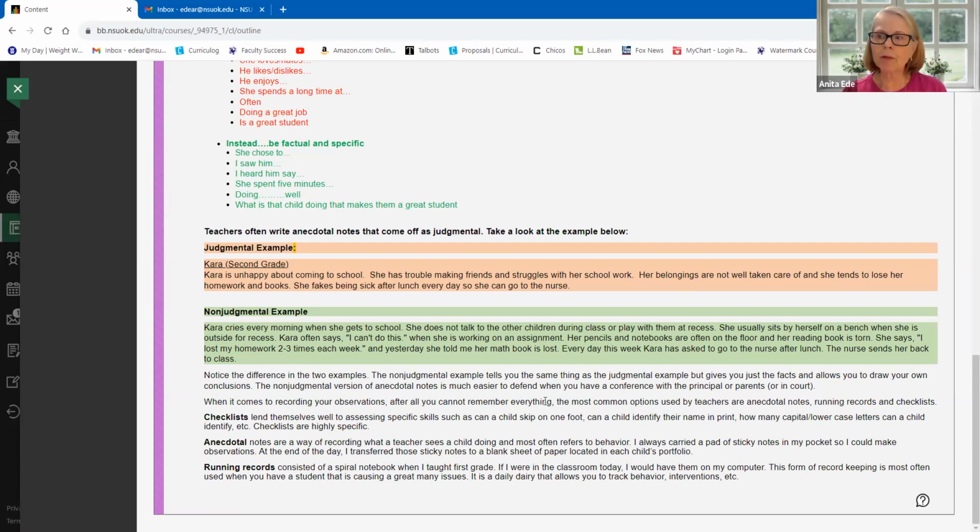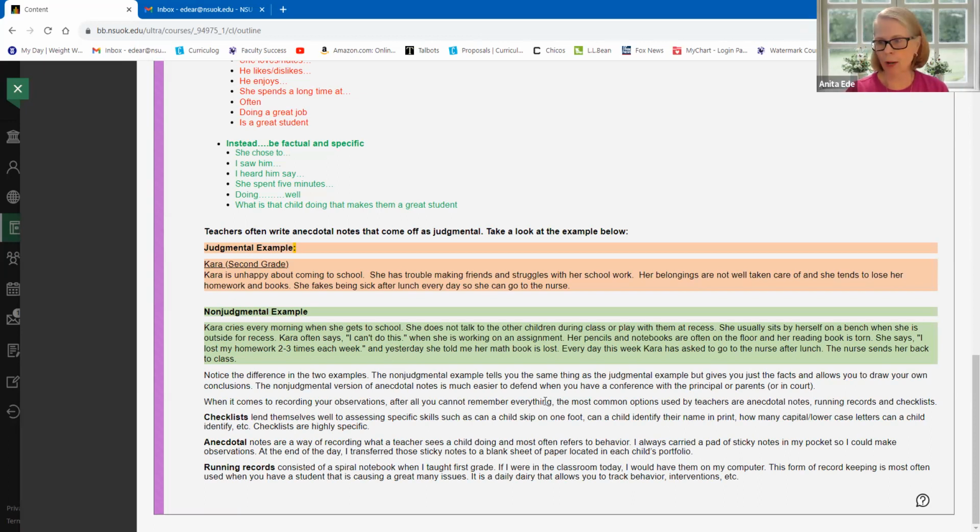And if you're ever called down to the principal's office to conference with a parent and you have nothing but judgment calls on your anecdotal notes or on notes you send home to the parent, you have very little to stand on. When you write down observations about a child that's having difficulty, you have to be specific.